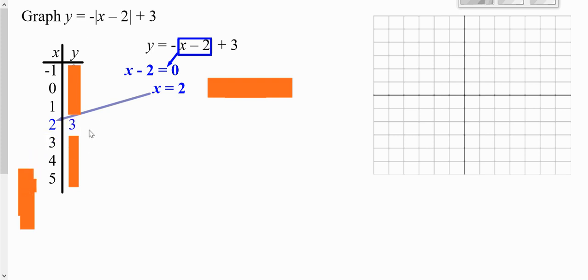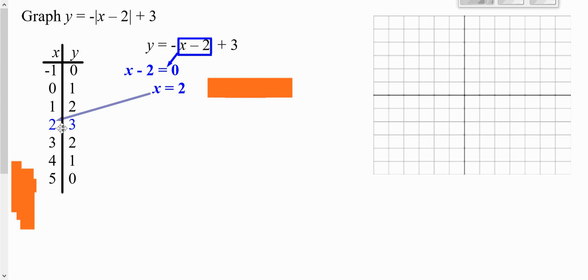And you do that for all of these, just like we did on the last problem. You plug each one of these x values in for your x. So if we take 5, 5 minus 2 is 3. Absolute value of 3 is 3, times the opposite of that, which is negative 3, plus 3. And that's where the 0 comes from. You can do that for all of these.